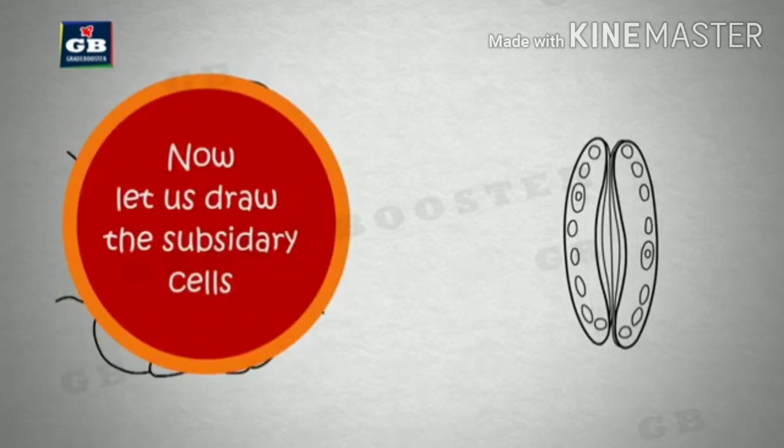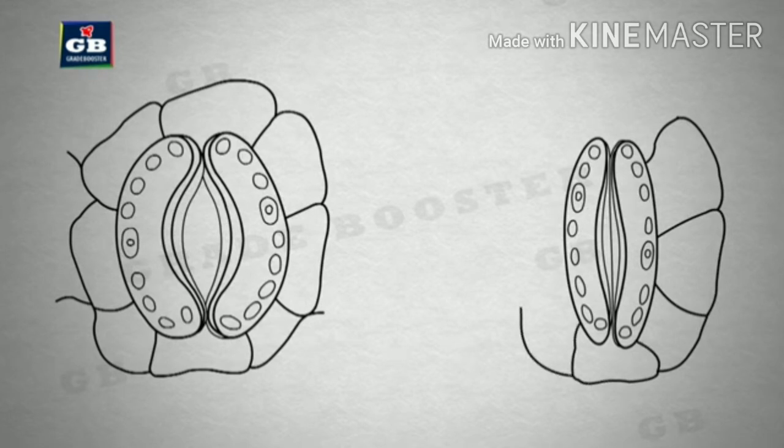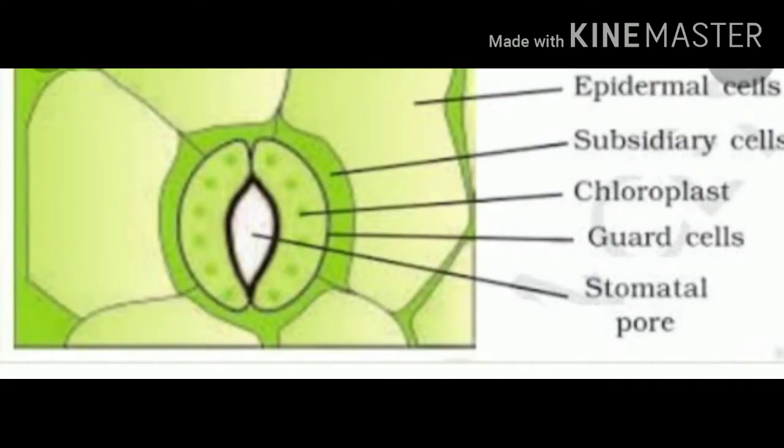Now draw the subsidiary cells. They should be closed lobes and cover all the petal-like structure to both the lobes so that it covers properly. Don't forget to draw pores inside the lobes. Now the structure of the guard cell along with the labeling is ready.